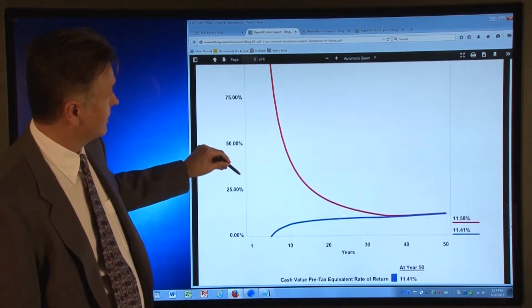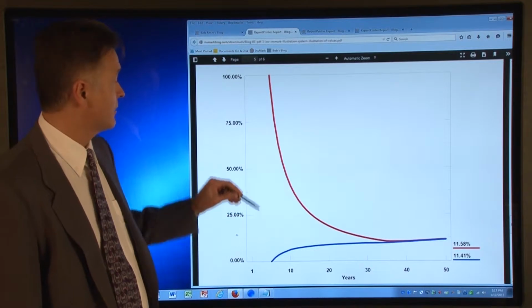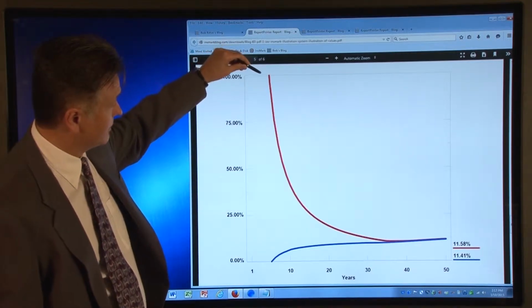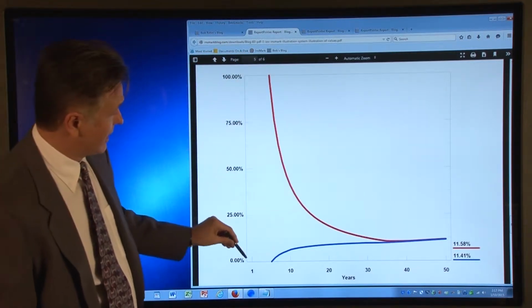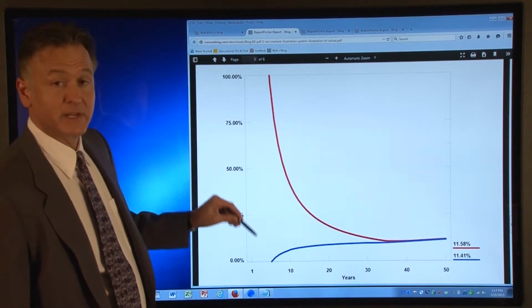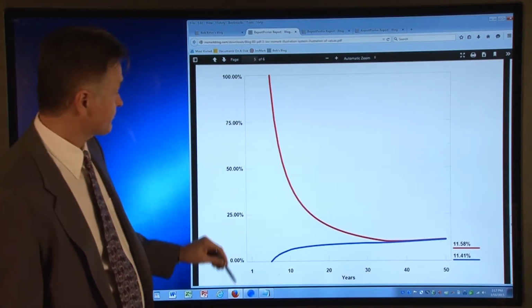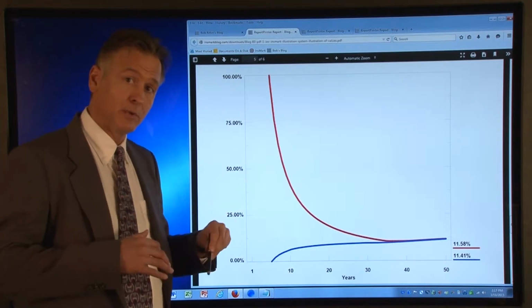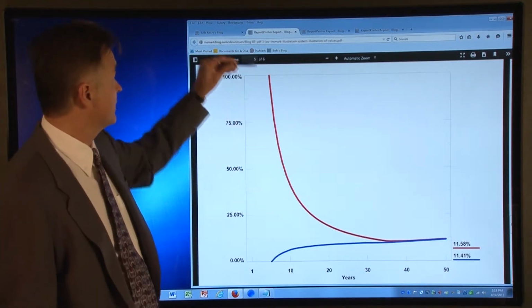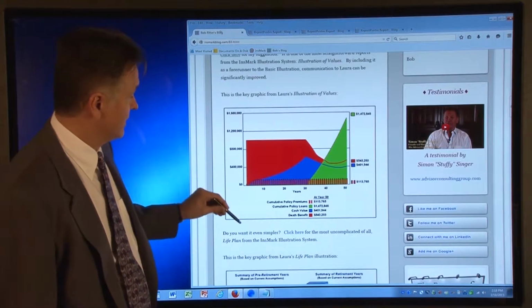And here's a graph, kind of an interesting graph that's part of the Illustration of Values module that shows your death benefit rate of return and your cash value rate of return on a pre-tax basis over time. So I'm going to go back to the blog now. Now we've seen the Illustration of Values presentation. I'm going back to the blog.